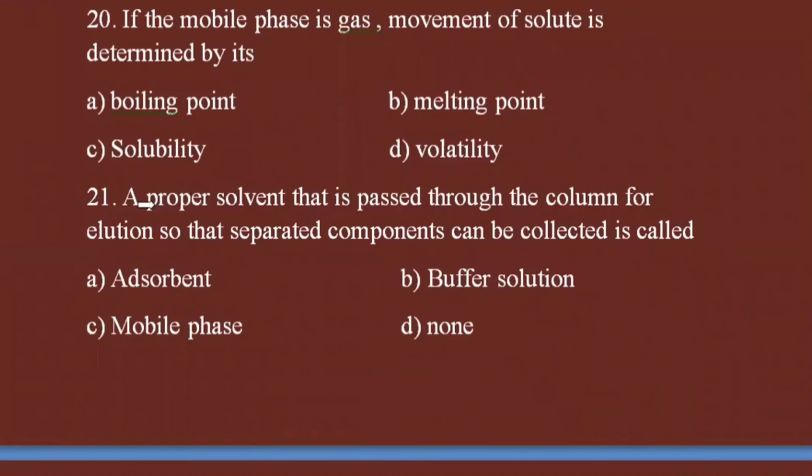Our next question is, a proper solvent that is passed through the column for elution so that separated components can be collected is called adsorbent, buffer solution, mobile phase, none of these. B option is correct, that is buffer solution is a proper solvent that is passed during the process so that separated components can be collected.